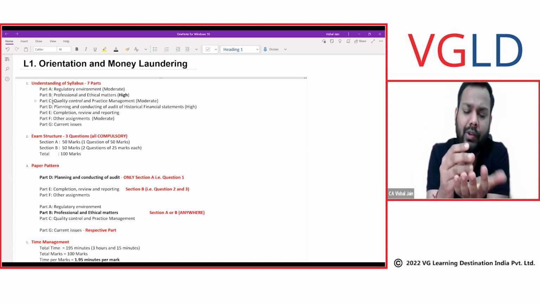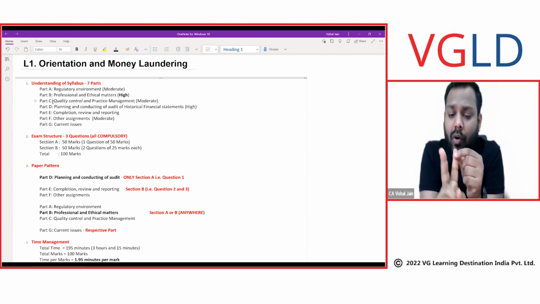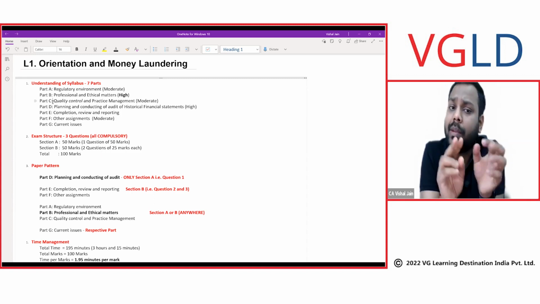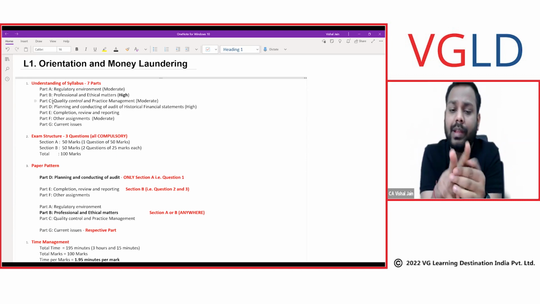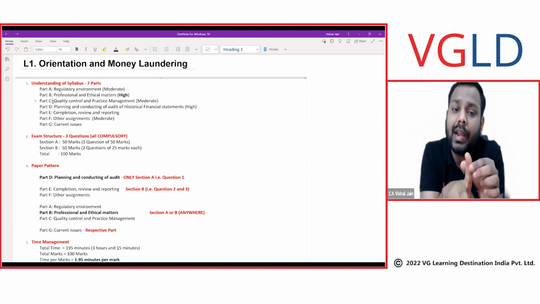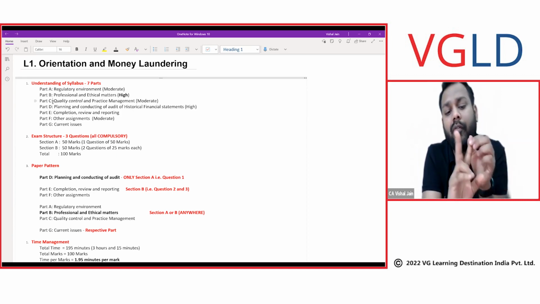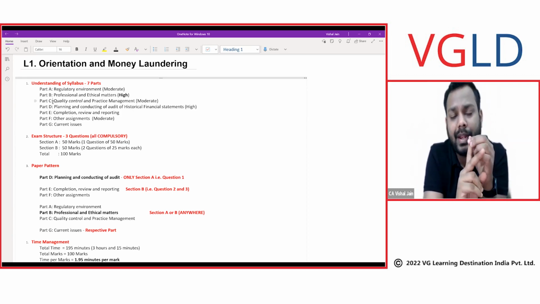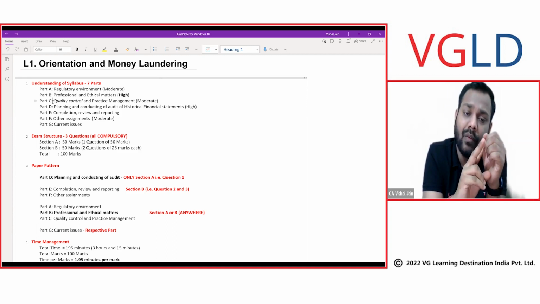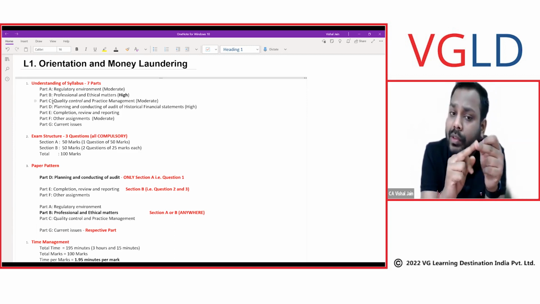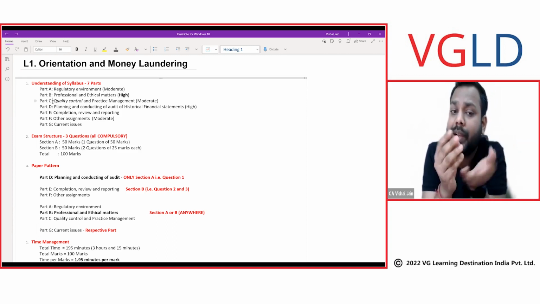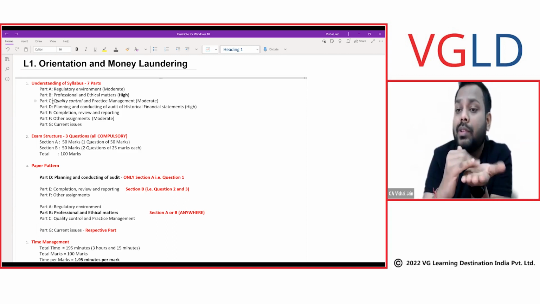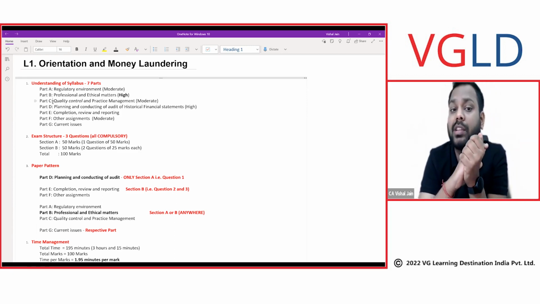So in practice, you have two types of assignments. One is audit services and another is non-audit services. Okay. Now, what is the meaning of practice management? Means to decide whether I have to accept the audit client or not, whether I have to accept the non-audit client or not. Okay. If I am already having an audit client, whether to accept non-audit services from that client or not. Basically, managing the practice is called practice management.